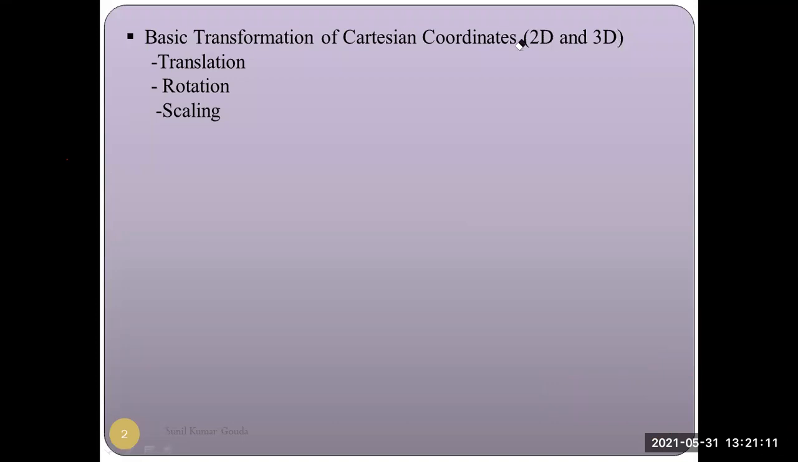So from today onwards we will discuss module 2, which is image transformation. Is it clear? From today onwards we are starting a new module called image transformation. But before going to image transformation, let me first discuss what coordinate transformation, or Cartesian coordinate transformation, means in three-dimensional as well as two-dimensional coordinates.